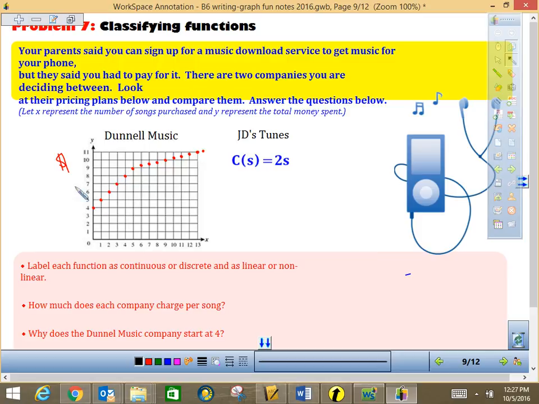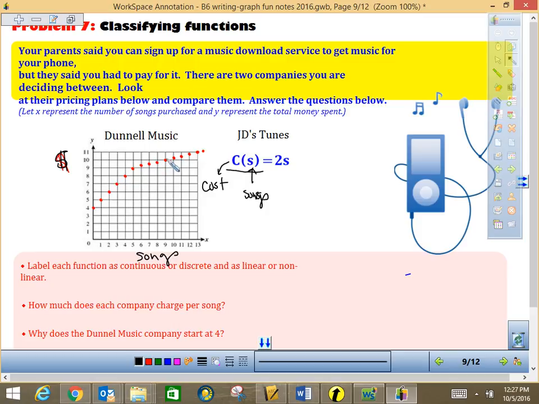So if we are looking at Danelle's, we know this is our money spent, and this is the number of songs down here. S is our number of songs. When we look at this function C of S, that's trying to tell us the cost, so that's why they use C instead of F or G. We can see that Danelle starts at 0 songs, and we're paying $4. Then we go 5, 6, 7, 8, 9, and then the price changes.